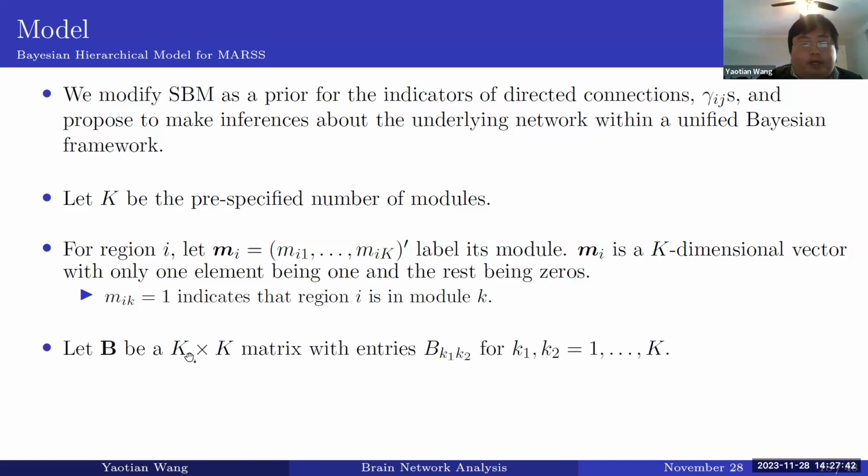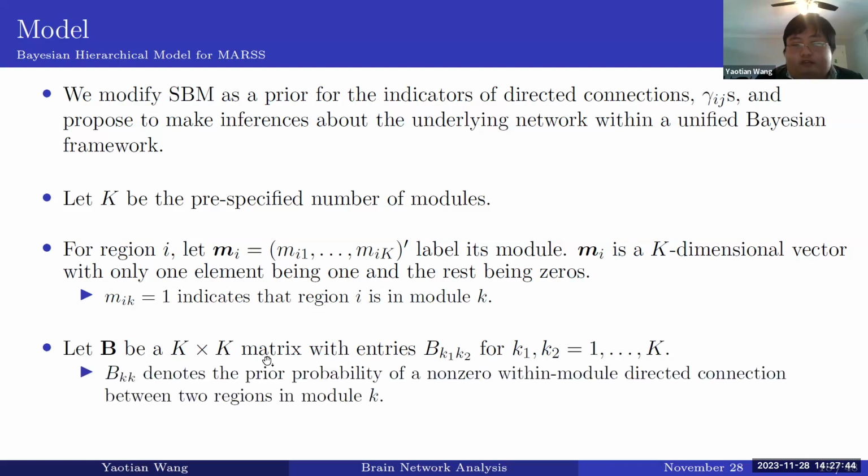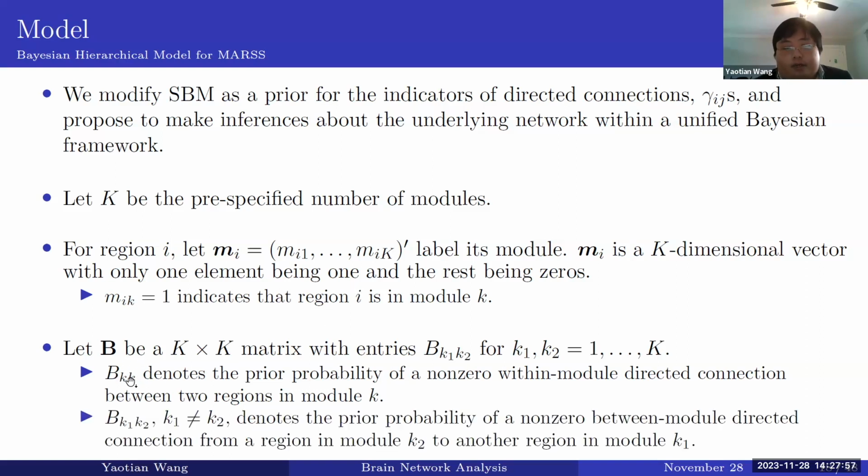We let B be a K by K matrix. For the diagonal entries, Bkk denotes the prior probability of a non-zero within-module directed connection between two regions in module K. And for the off-diagonal entries, Bk1,k2 denotes the prior probability of a non-zero between-module directed connection from a region in module K2 to another region in module K1. So here is the direction.